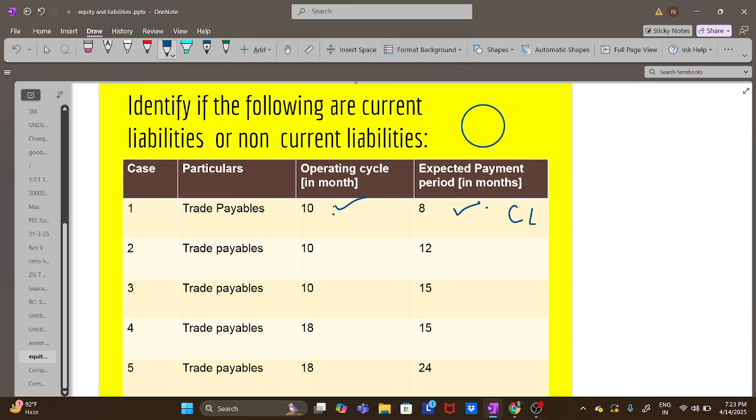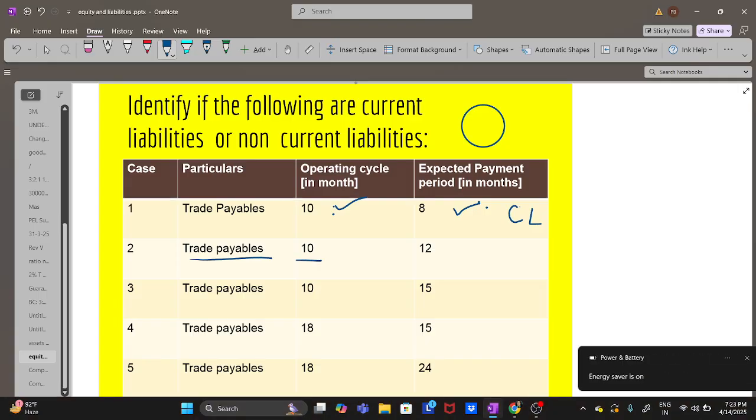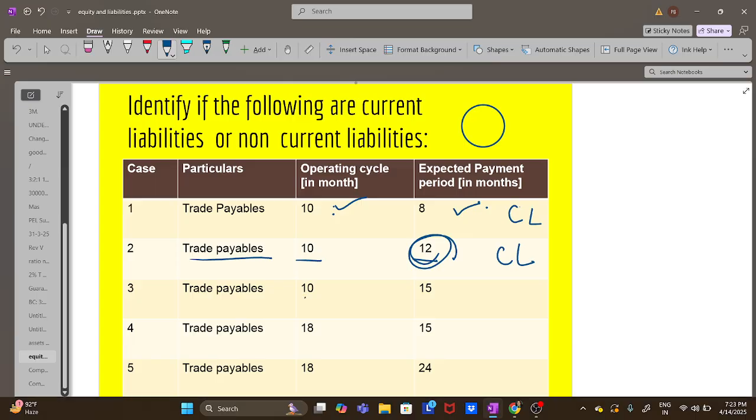It is current liability. Then we come to trade payable where operating cycle is 12 months and it's expected to be paid in 12 months. So this will also be considered as current liability as it is payable in 12 months. One of the conditions is that. Next thing which we have is trade payables which are payable in 10 months.